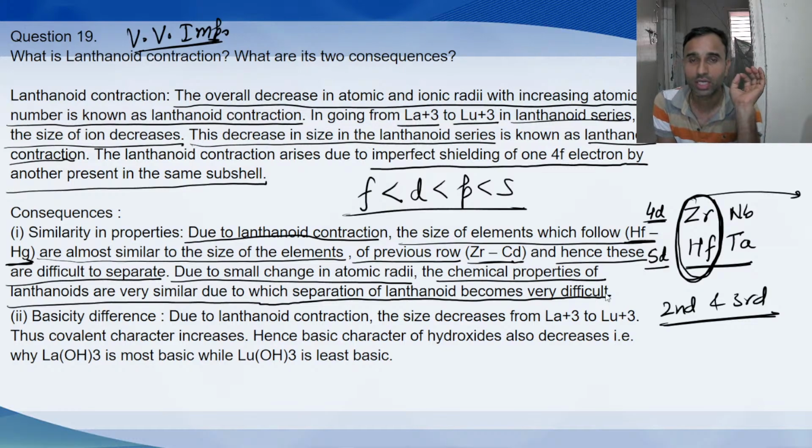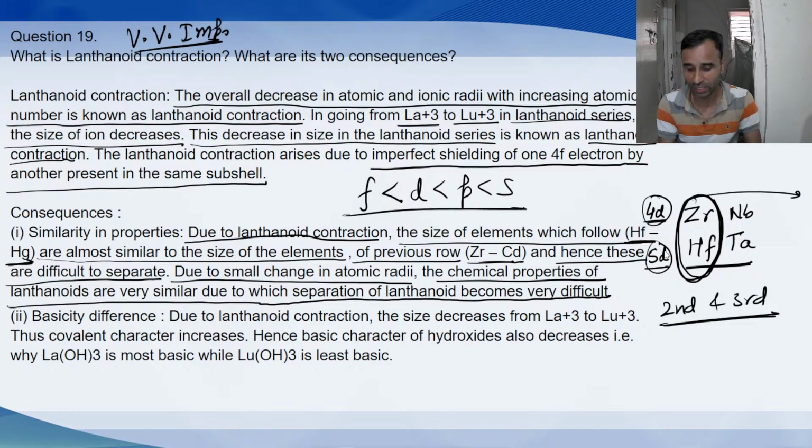So the first consequence is that second and third transition series elements of the corresponding group are similar in size, that is due to lanthanoid contraction. Second, because there is a steady decrease in size, their properties among lanthanoids are almost similar, and therefore they are difficult to separate.